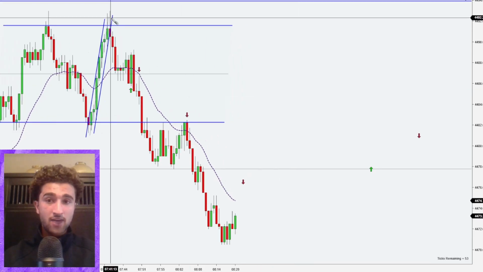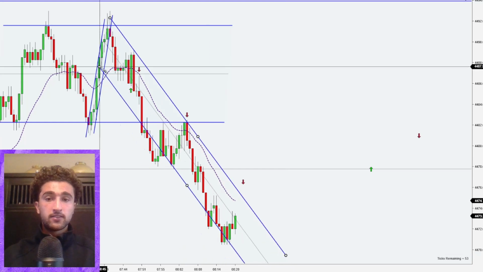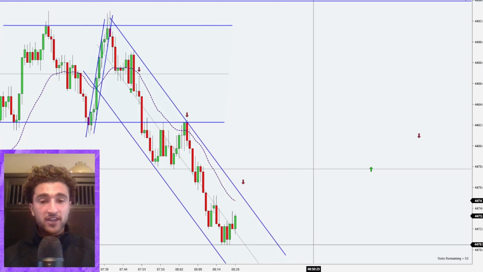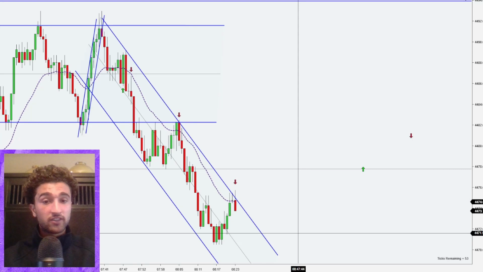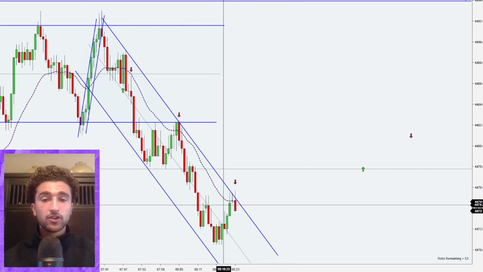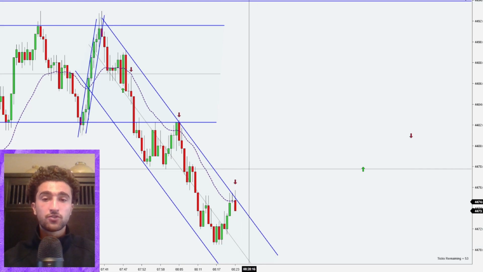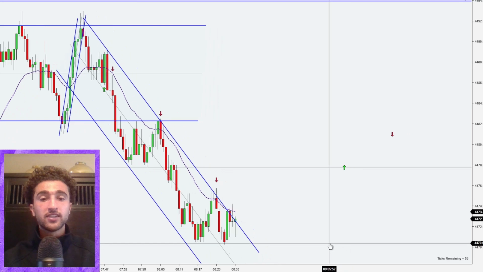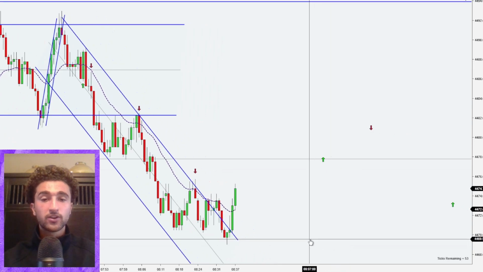So once again, now we can look for a wider term channel. And once again, we're just looking for a two-legged pullback. What do we have here? A nice two-legged pullback, new low, first entry short, second entry short, the fourth confirmation of this trend channel, and then we ended up working lower once again.